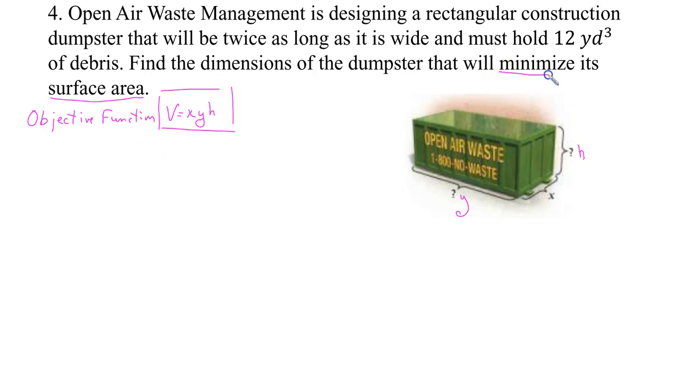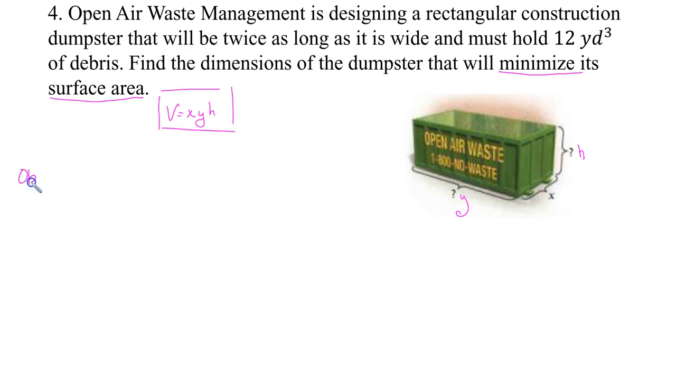We look for the word minimize when we're trying to figure out what the objective function is. And since it tells us to minimize the surface area, let me erase this. It will disappear now from your screen. And so we're going to use that volume is equal to x times y times h, and we are going to use this 12 yards squared.